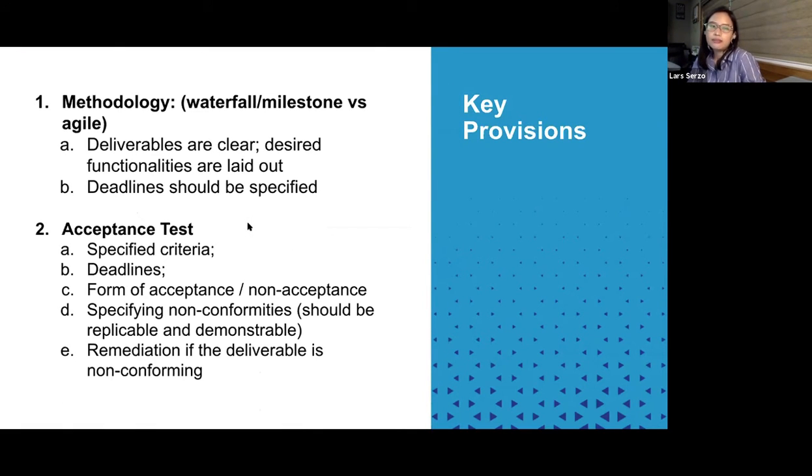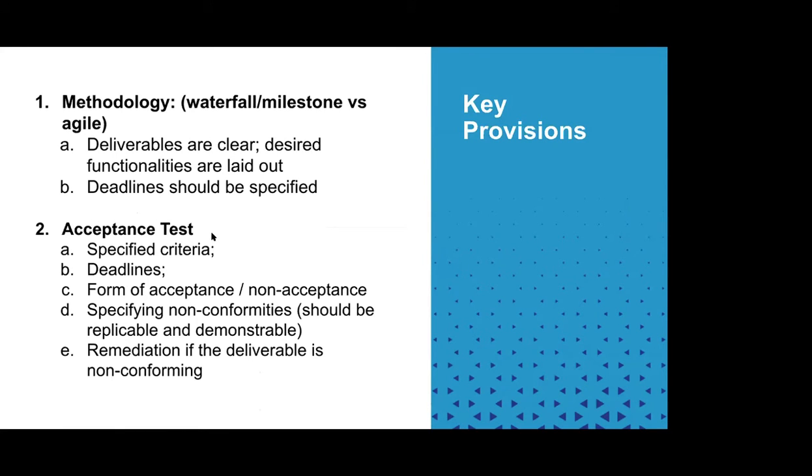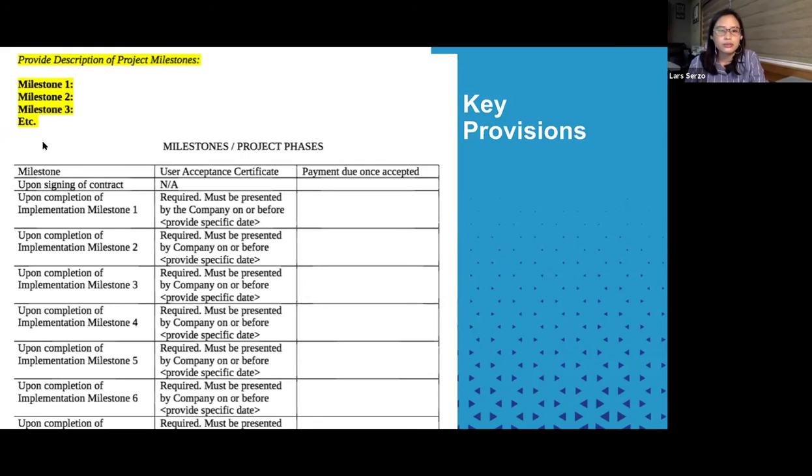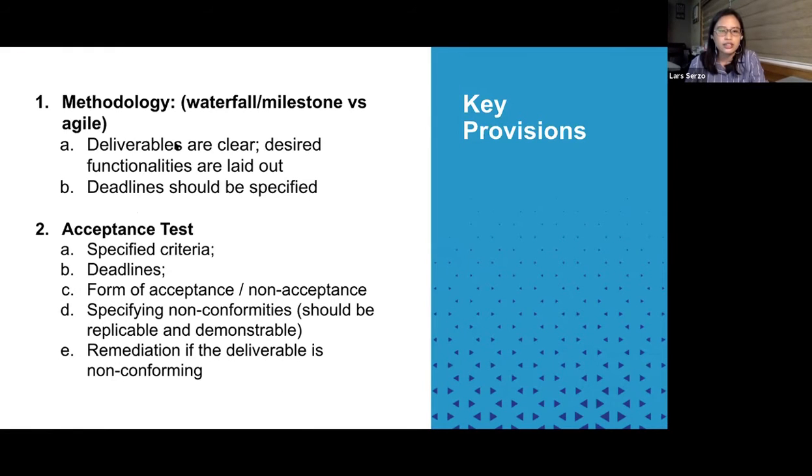So it's important, especially if you're sensitive as to cost, that you insert acceptance test provisions into your contract. So here, similar to what's flashed in this page, you should specify the criteria that would guide both parties in determining whether a certain deliverable conforms or doesn't conform to specifications. You should set presentation deadlines.